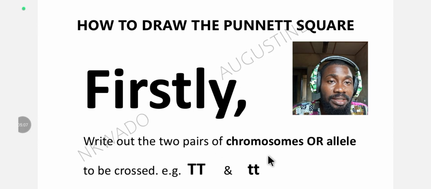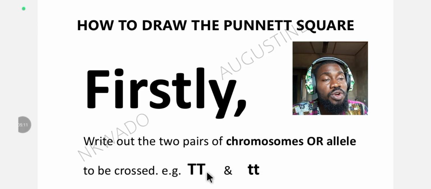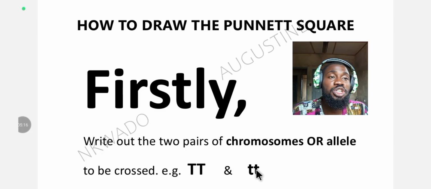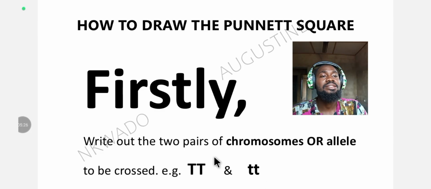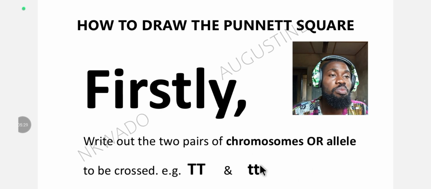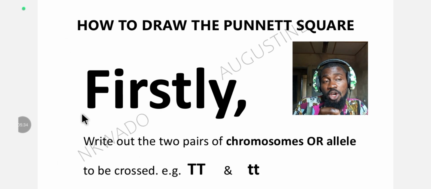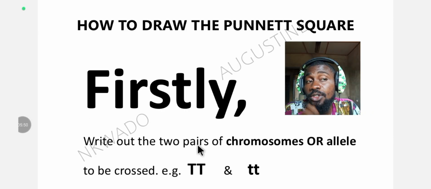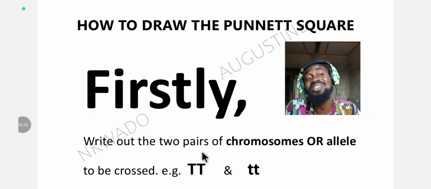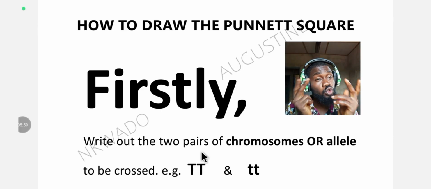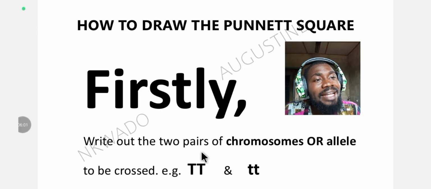So determine or identify the alleles. In this case, we are using capital letter T, which is dominant, and small letter t, which is recessive. So we are crossing one dominant and one recessive allele, and both of them we are crossing together. So moving on, you now know the first step. Hope you are making notes. That's the first thing to do before you start drawing the Punnett square: determine the alleles that you want to cross, usually two.